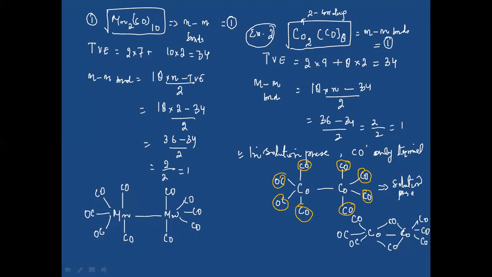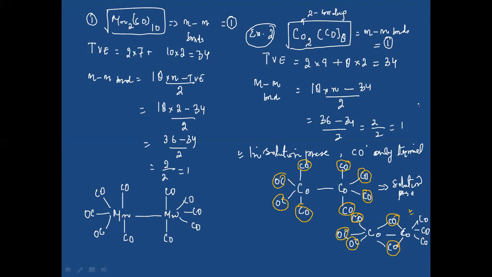But when the structure was elucidated in solid state, 2 different types of stretching frequencies have been observed. One for these terminal carbonyls and the other for these bridging carbonyls. They show different IR stretching frequencies. That's why this structure has been observed.